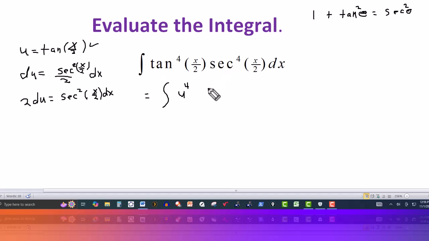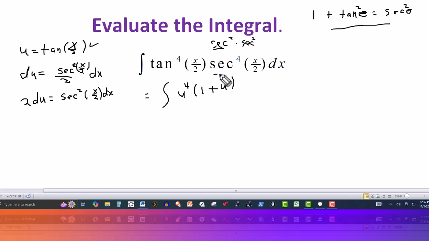And then secant to the fourth, I'm going to break that up into secant squared times secant squared, and of course the angle is x over 2. Then this secant squared of x over 2 can be replaced by 1 plus tangent squared of the angle, which is x over 2, and tangent is u. So this will be 1 plus u squared right here, using this identity.